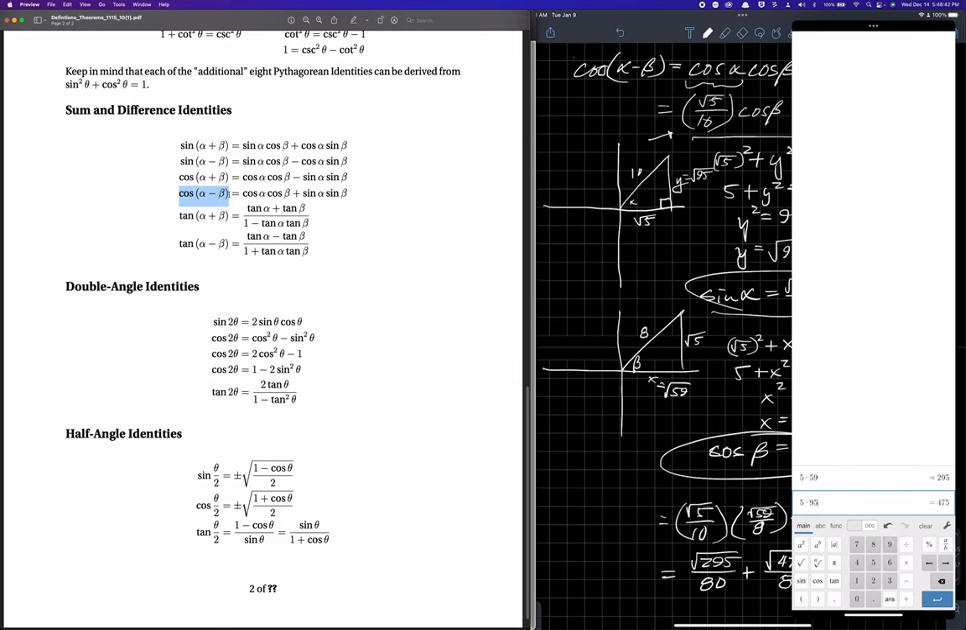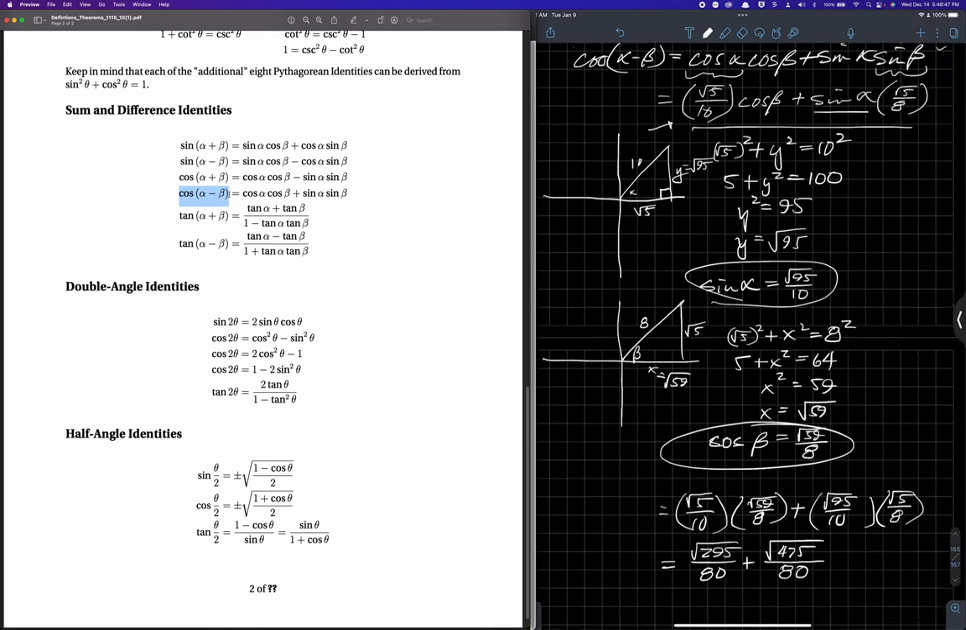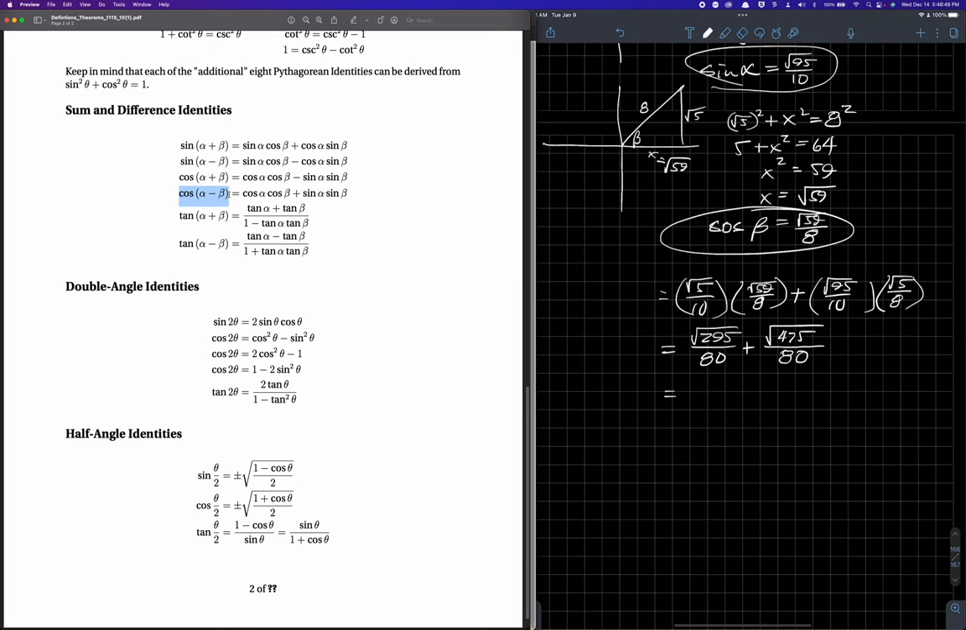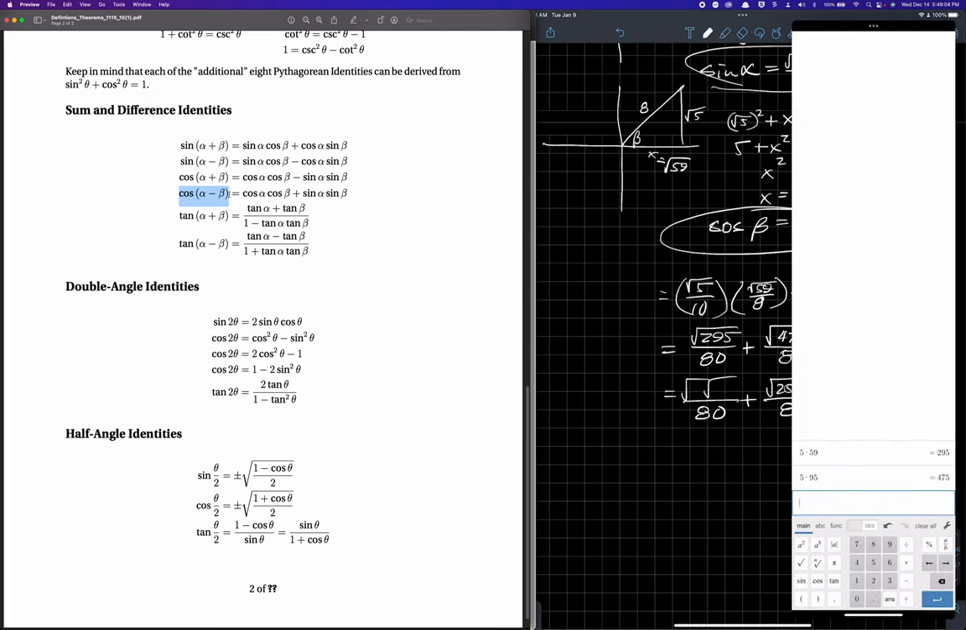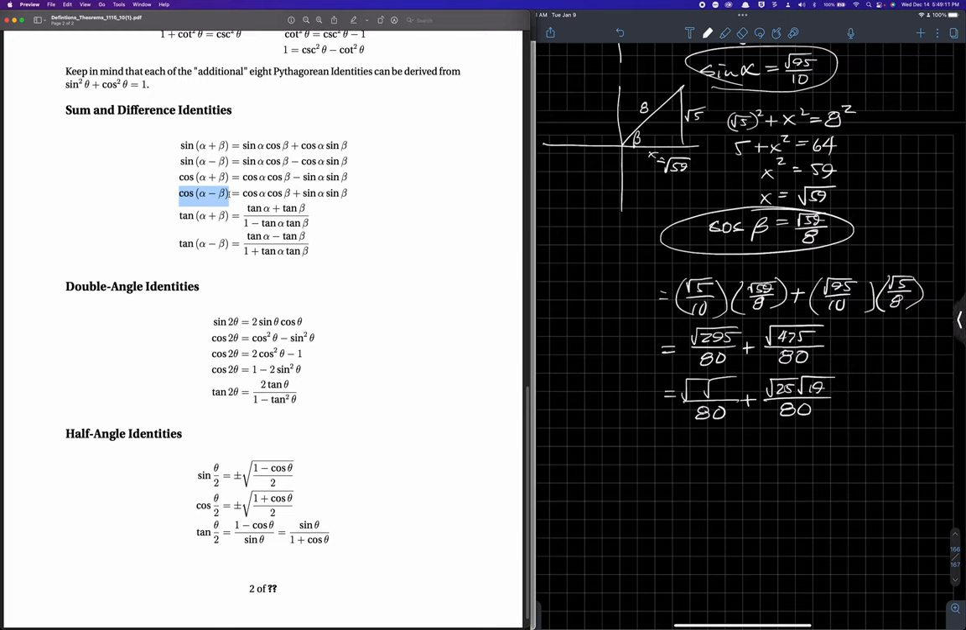We know we can simplify these a little bit. 475 can definitely be factored by 25, but 295, I don't know off the top of my head. I'll have to play around with that a little bit. But 475, let's divide that by 25. And we get 19. 19 is a prime, so that's good. So this is going to end up being 5 square root 19 over 80.